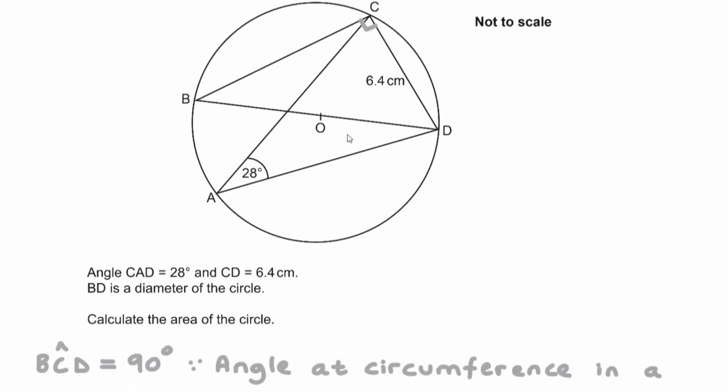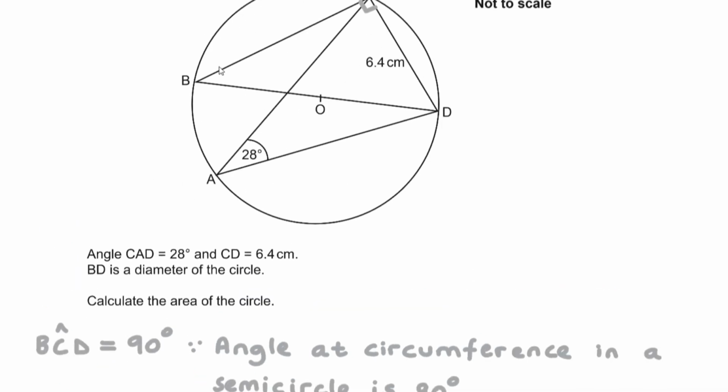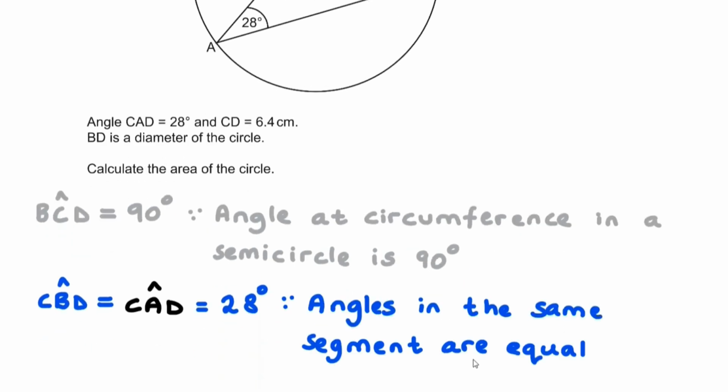So let's show that here. Then we can find out the angle CBD, which is the same as the angle CAD, which is 28 degrees. The reason for that is angles in the same segment are equal.